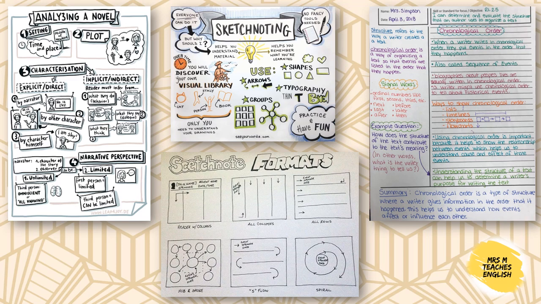You divide the page into 3 sections. On the left, you write key words and concepts. On the right, you explain those concepts. At the bottom, you summarize that information.